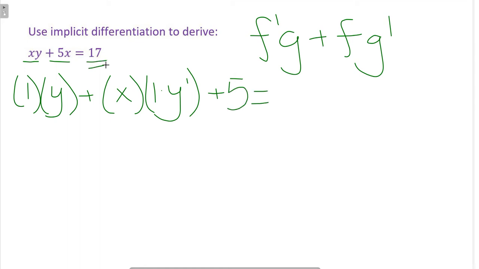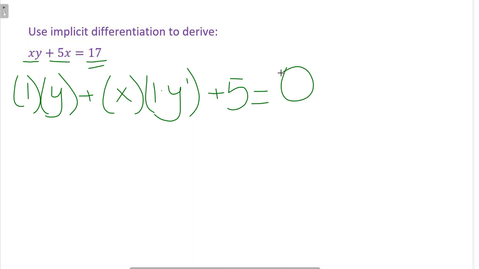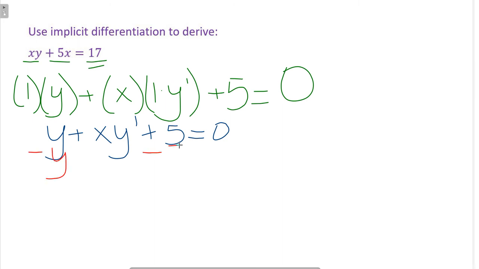Let me get rid of this product rule. We don't really need it anymore, and it's going to start to get in the way. All right, well, we really need to clean that up. So let's clean it up. 1y is just y plus xy prime plus 5 equals 0. Perfect. Okay, next step is going to be, remember, I'm isolating y prime. Can't do anything about the x multiplied to it yet, so I'm going to get rid of everything that's added to it first. So I'm going to subtract y and 5, but I'm going to do it in one step.